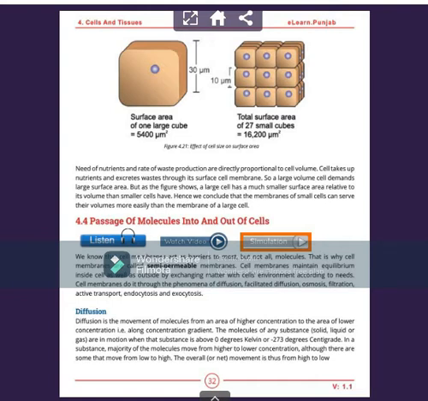Cell membranes do it through the phenomena of diffusion, facilitated diffusion, osmosis, filtration, active transport, endocytosis and exocytosis. The first thing is diffusion.